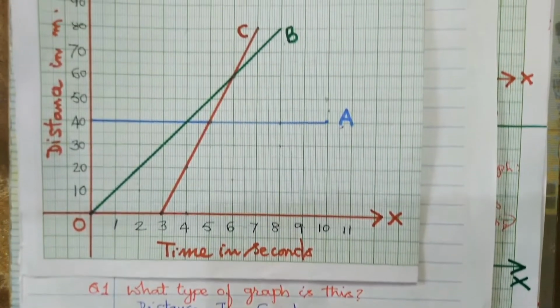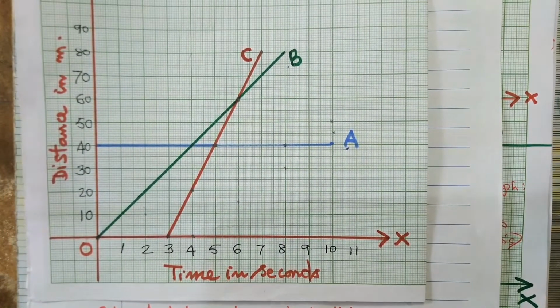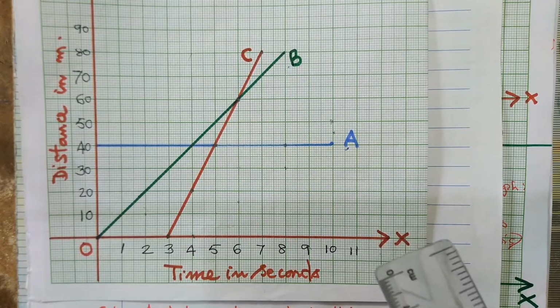Now go back to the graph here. At what time? Time I am asking you, at what time they are meeting? What you have to do is take a plastic scale and keep it at the point and see that it is perpendicular to the x-axis. I will show you now. Here is the scale. Just put it here wherever B and C both are meeting.